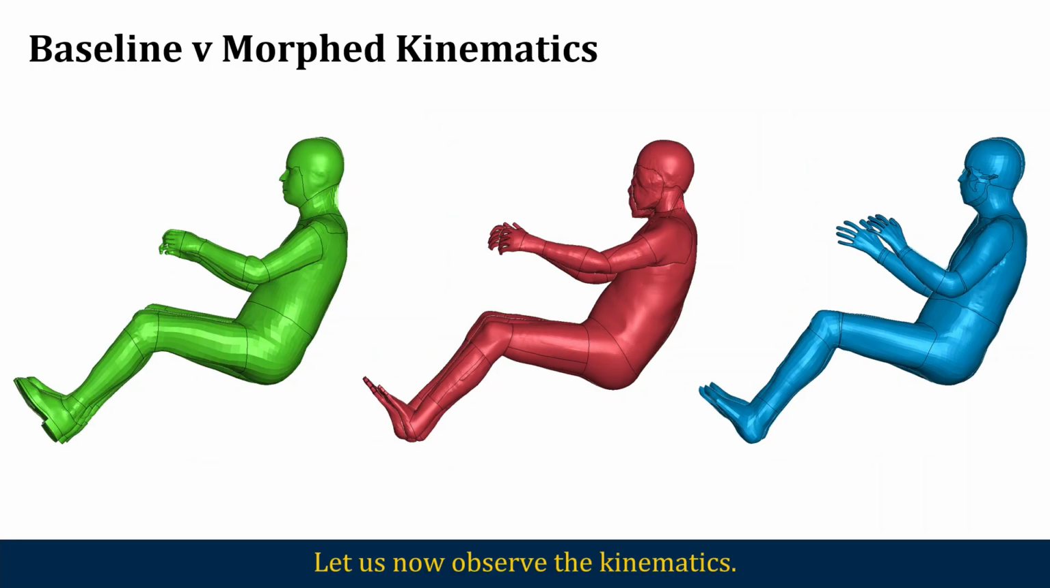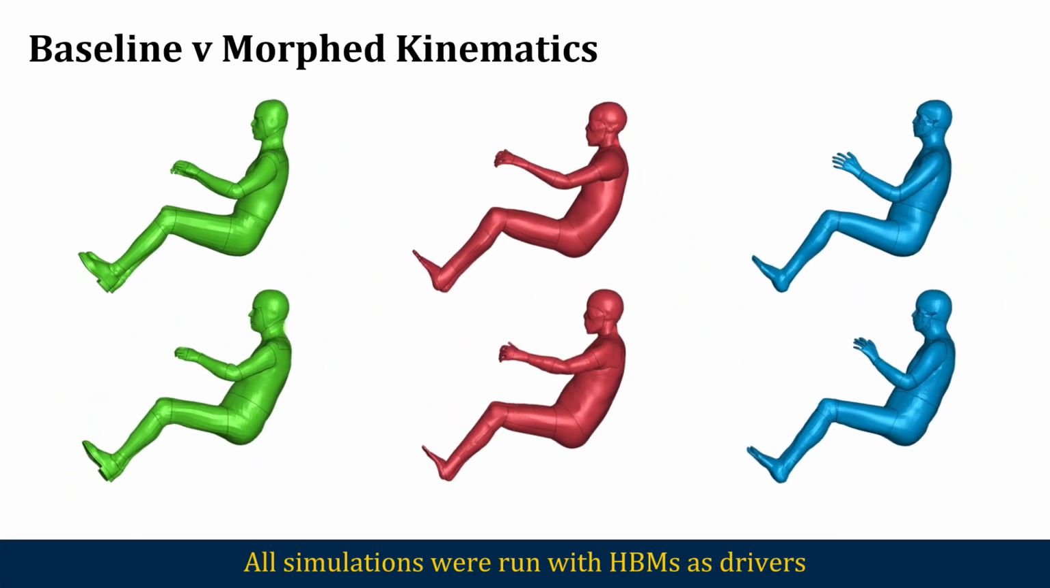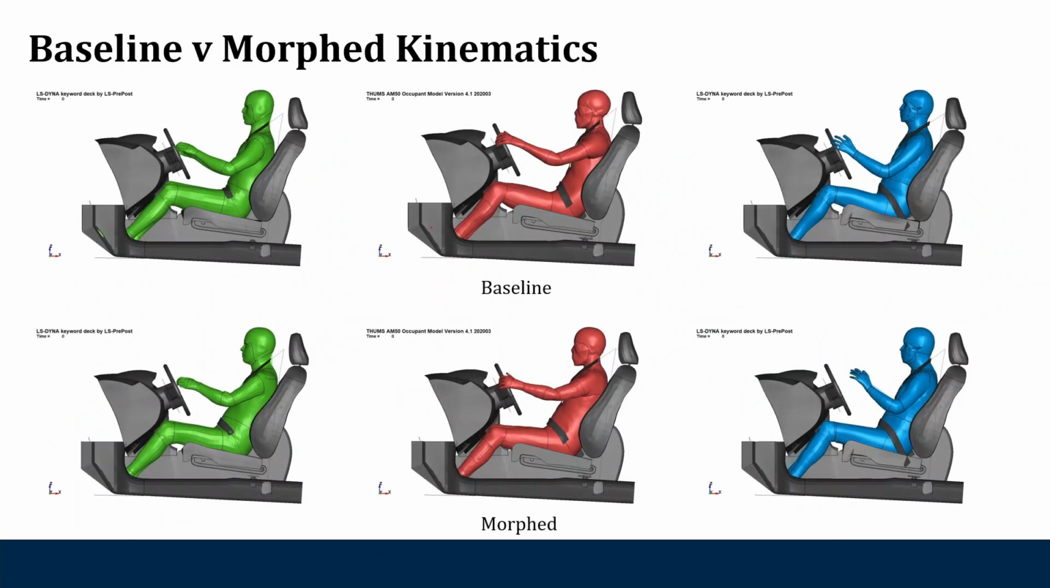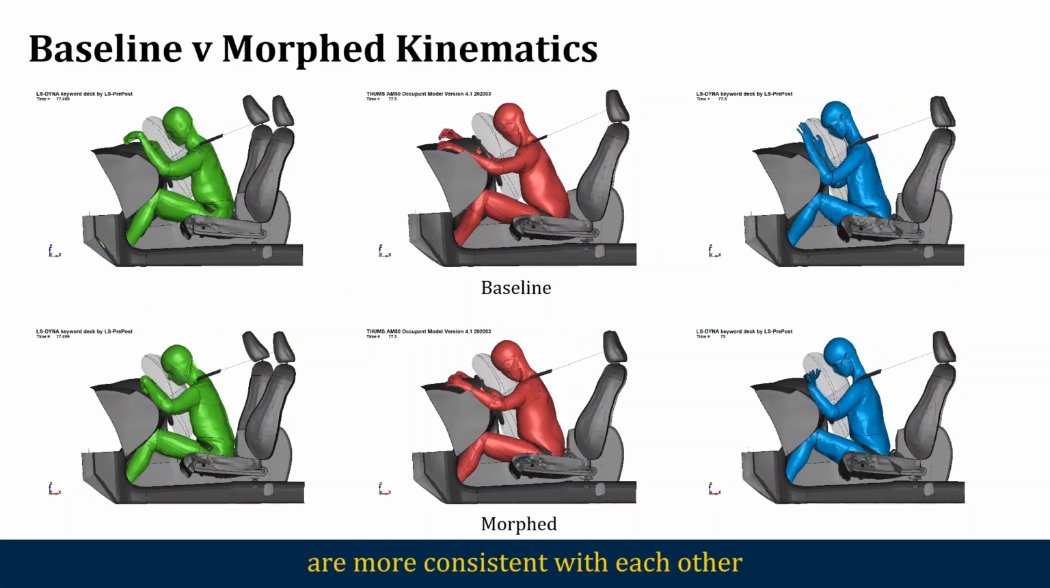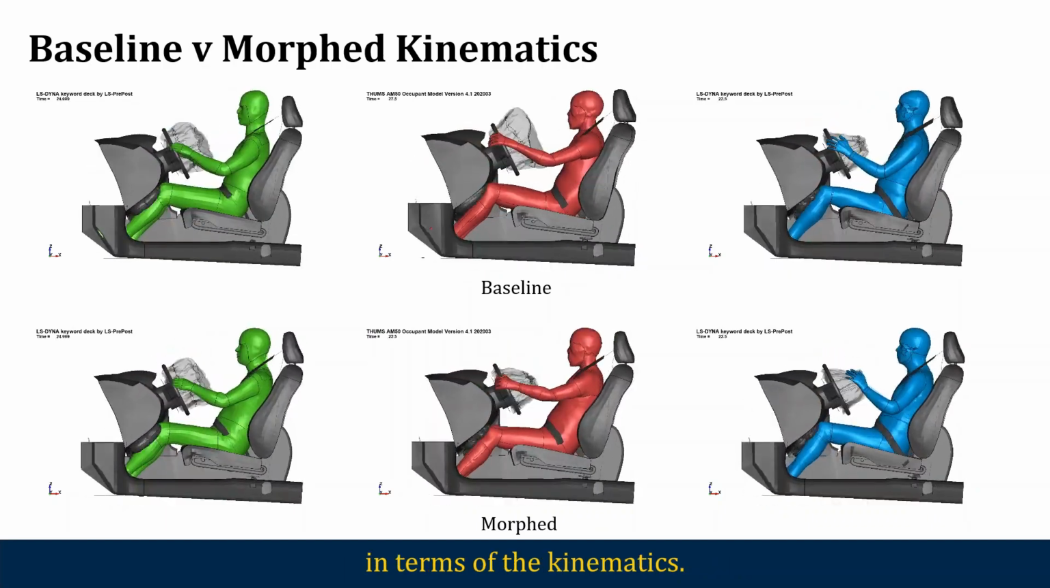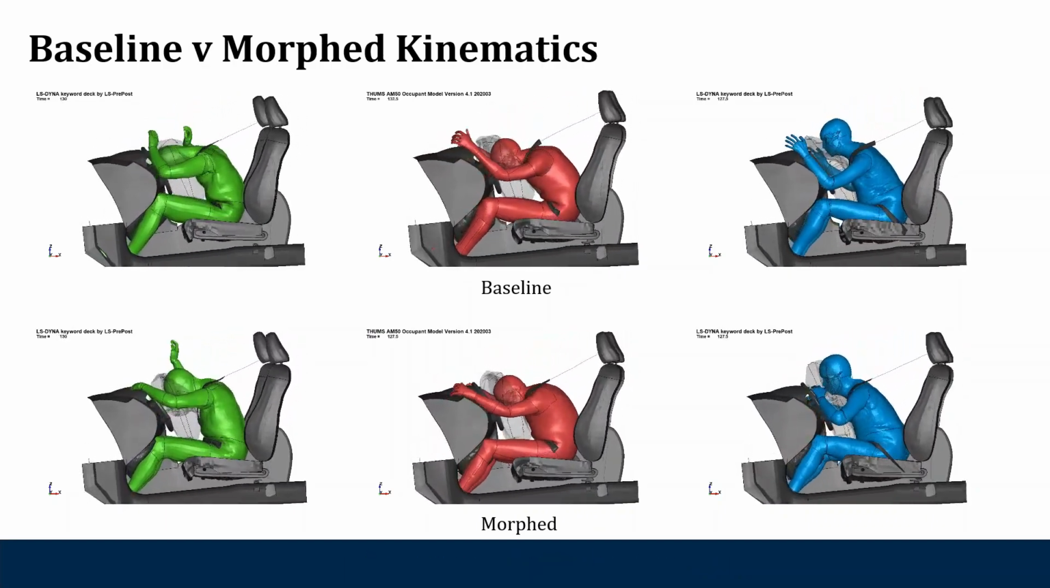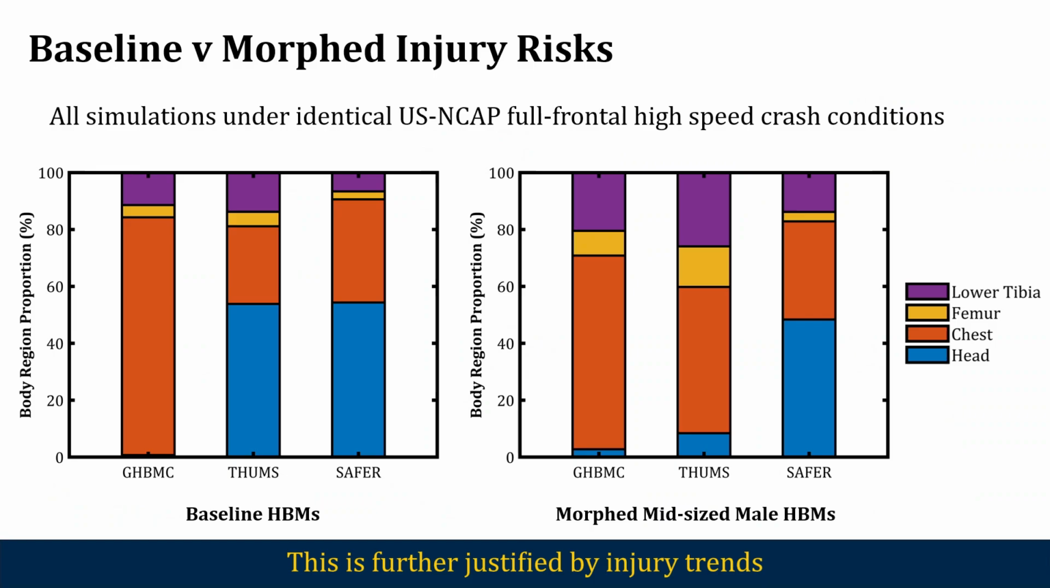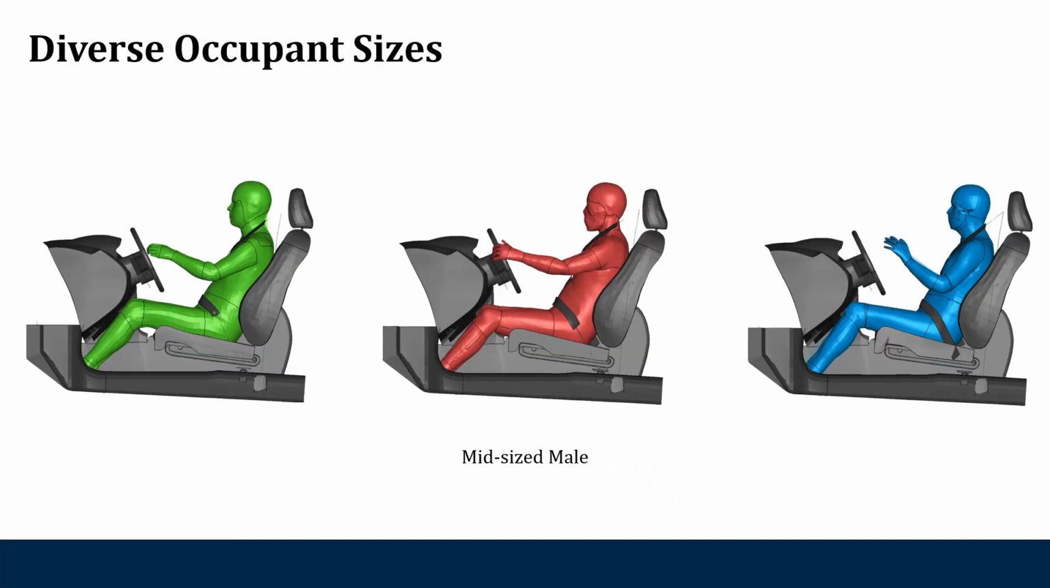Let us now observe the kinematics. All simulations were run with HBMs as drivers in a Toyota RAV4 model, and we see that the morphed models are more consistent with each other in terms of the kinematics. This is further justified by injury trends across morphed models which are more consistent than what we see in the baseline versions. This provides a good starting point to expand the occupant study.